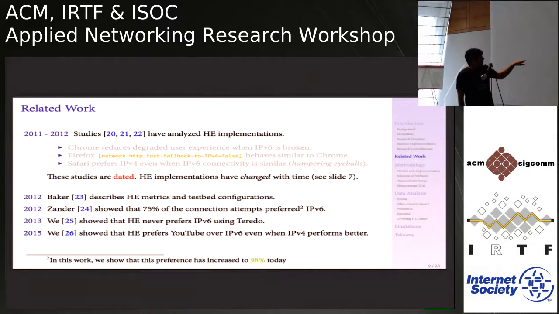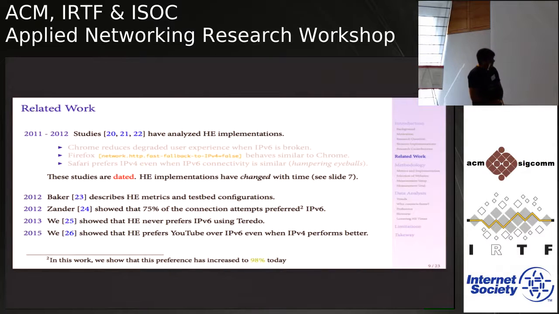We also showed in 2013, which was a V6 op draft, that Happy Eyeballs with 300 milliseconds will never prefer Teredo, which is a good thing because we need Teredo to die. And last year we showed that your YouTube performance over V6 is worse than over V4, but this high timer value of 300 milliseconds makes you prefer connections over V6. So you are actually streaming content over V6, but you can get better performance over V4.